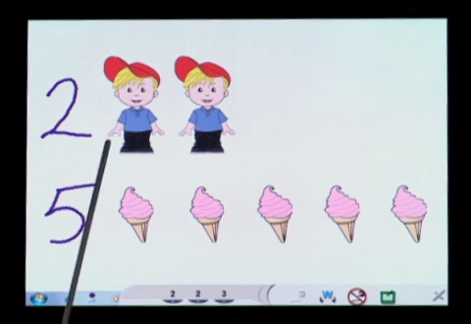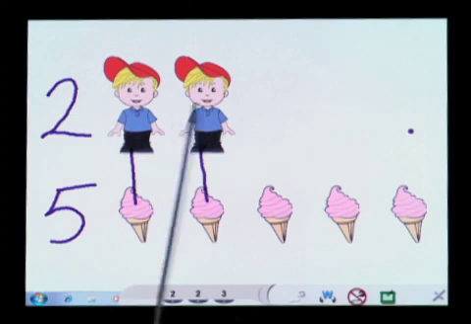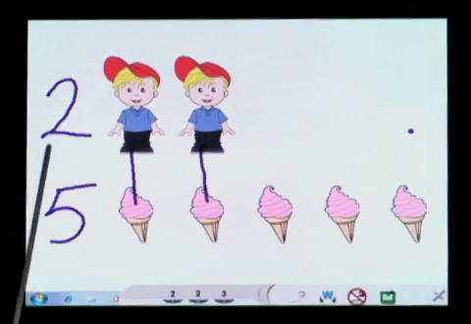Now, does one group have more than the other group, less than the other group, or are both groups the same? Let's draw our lines. We're going to put this boy with this ice cream cone and this boy with this ice cream cone, and we have no more boys, but we still have more ice cream cones. So that means that the group of boys has less than the group of ice cream cones. The group with 2 boys has less than the group of 5 ice cream cones.